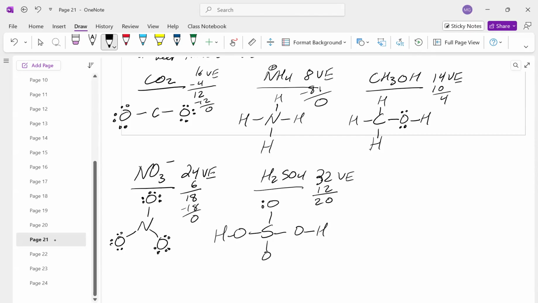So I'm going to make this one have a full octet, and this one as well. So that's 12. I got 8 more. Well, I can put 2, 4 here, and 4 here. And that's the last remaining valence electrons.